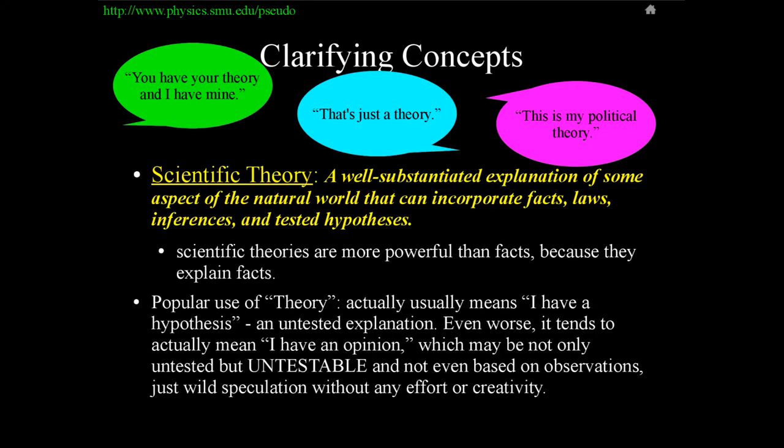So let's do a clarifying concept here. A scientific theory is a well-substantiated explanation of some aspect of the natural world that can incorporate facts, laws, inferences, and tested hypotheses. It's very powerful. It's actually, in a way, more powerful than facts because it explains them. All right? Just like a hypothesis that has been tested explains observations, facts.